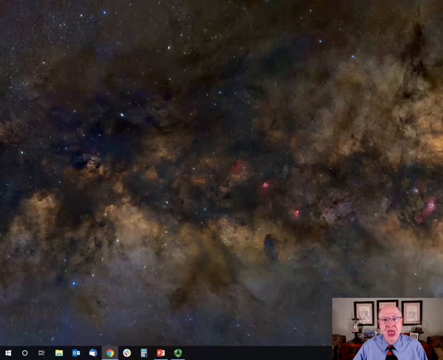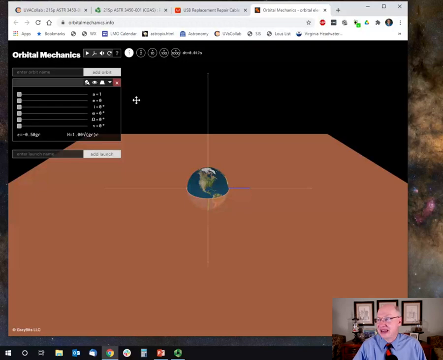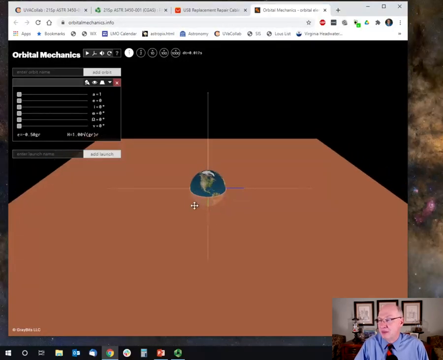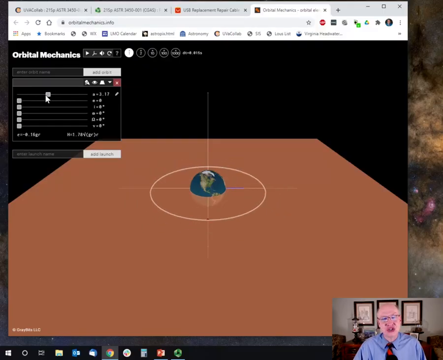What I've got here is a little tool from orbitalmechanics.info. So I've got the Earth right here, and this orange plane defines the Earth's equator. You'll notice that orange plane is cutting the Earth exactly in half, into the northern half and the southern half. That orange plane corresponds to the Earth's equator. Now, the first number that I need to specify is the semi-major axis, and that defines the size of the orbit. There's a nice little slider here, and I can define the semi-major axis in terms of the Earth's radius.